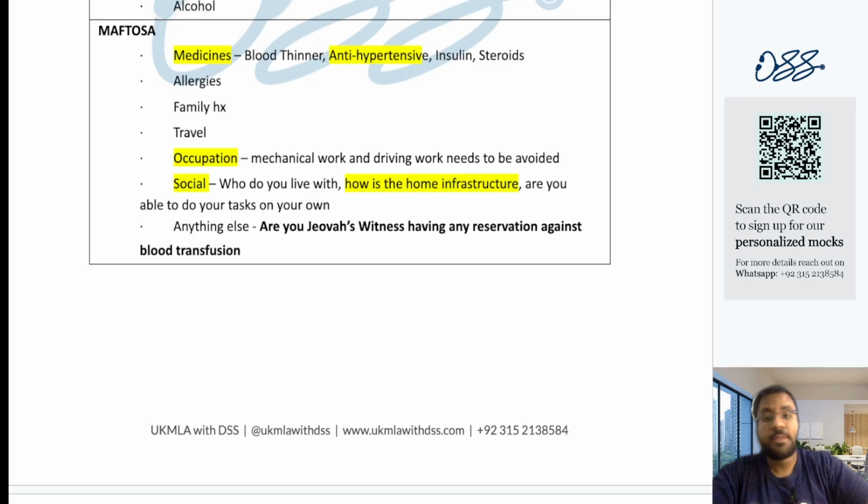Then you have to ask, are you able to do your tasks on your own? Because that would assess how dependent that particular person is. If the person is already dependent on someone, and they're getting discharged, they would need a greater amount of help and assistance from someone. So you're going to suggest, can you call someone from your family, can you call someone from your friends, to be there with you.